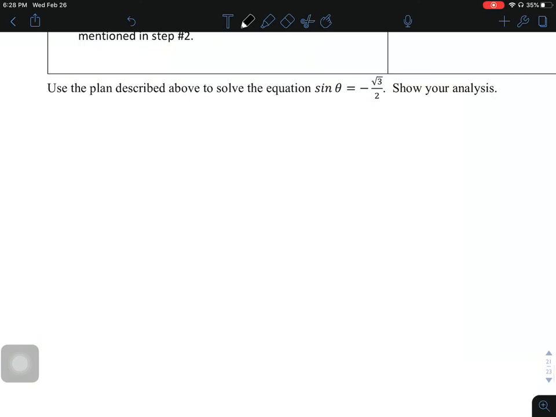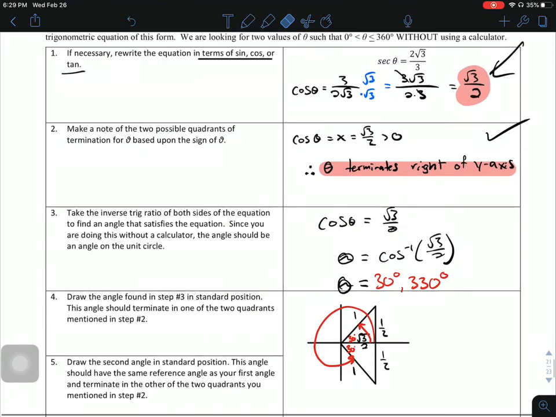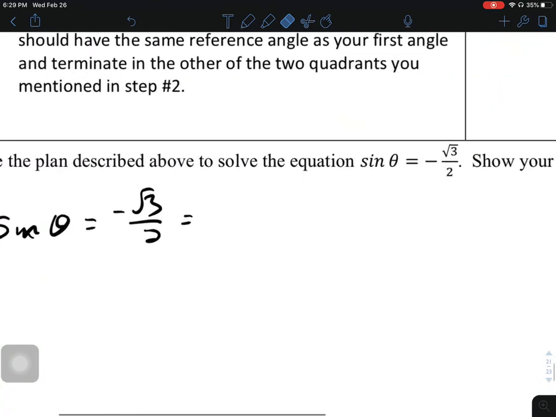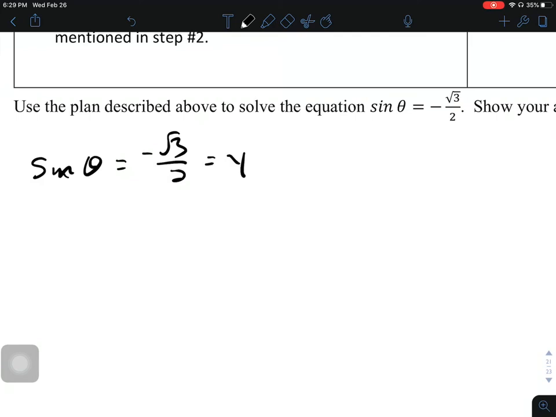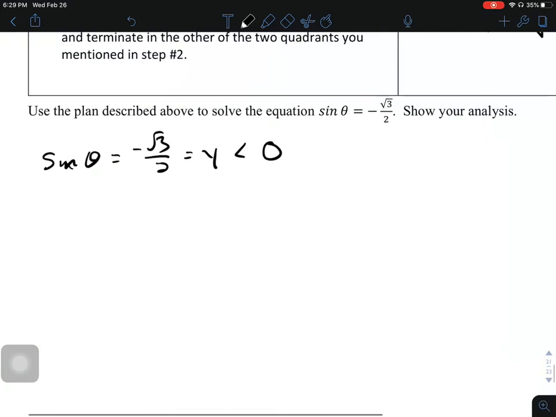Use the plan described above to solve this equation. Sine of theta is negative square root of 3 over 2. Well, let's figure out what quadrant it's in. Step 1 was put it in terms of sine, cosine, or tangent. It's already in terms of sine. So we're on step 2, figure out the quadrant. This is negative square root of 3 over 2, which, sine is y over r, which, you know what, I'm just going to say it's y. Let's assume unit circle here. That makes y less than 0. The conclusion is that theta terminates below the x-axis.